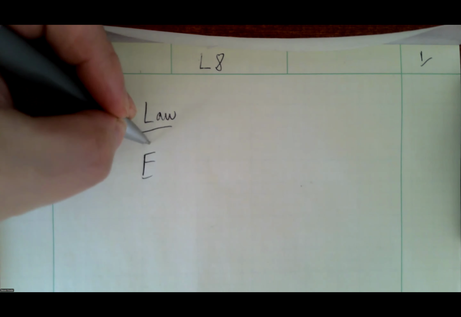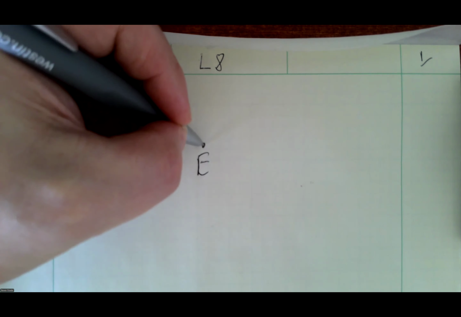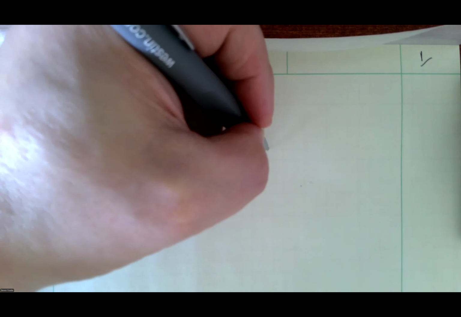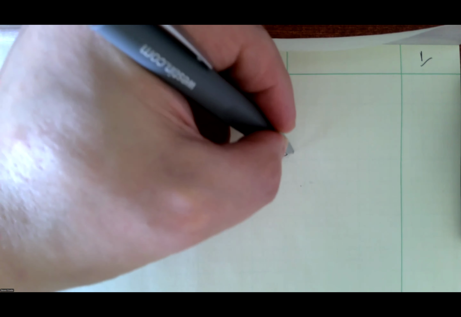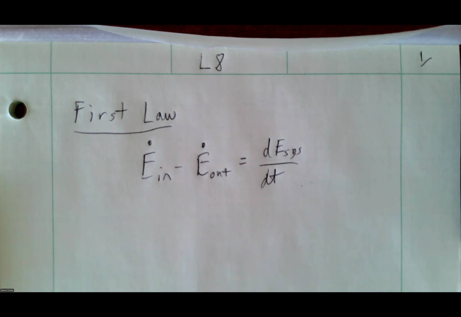First Law, in its purest, rawest differential equation form, just simply says that the energy in minus the energy out is equal to the change in the energy for our system with respect to time. E dot in minus E dot out equals dE dt.